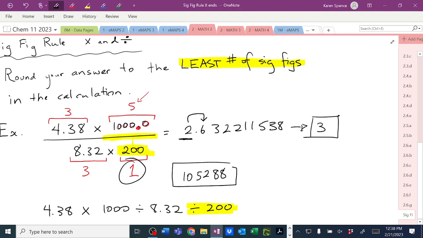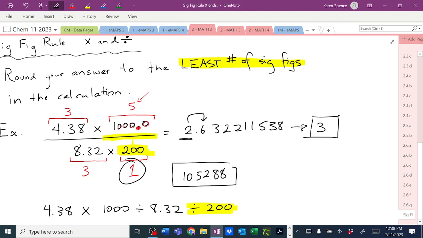If that did not seem sufficient to you, if you're like, ooh, I would like a little more review on that, and you didn't watch the video with Tyler over the weekend, then maybe hang out with Tyler either tonight or tomorrow night after the test. Okay, so that's our sig fig rule for multiplying and dividing.